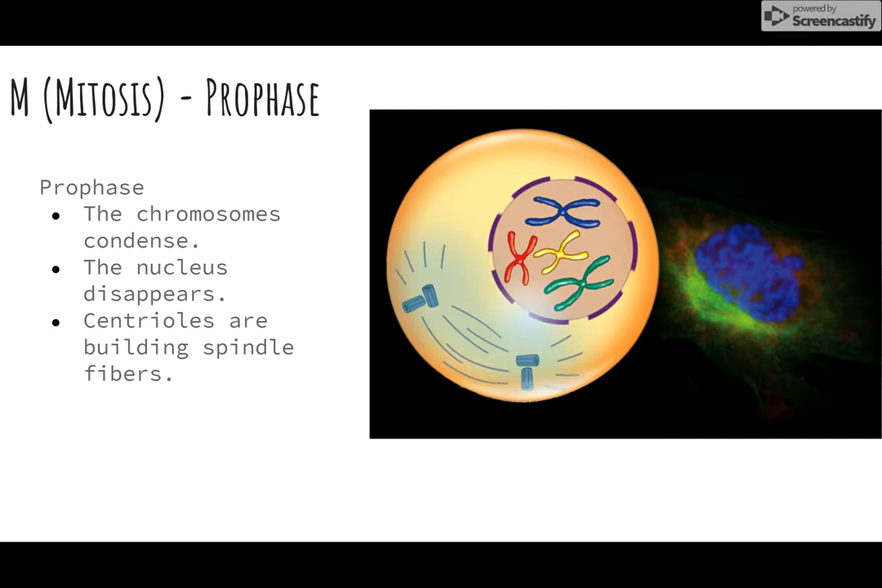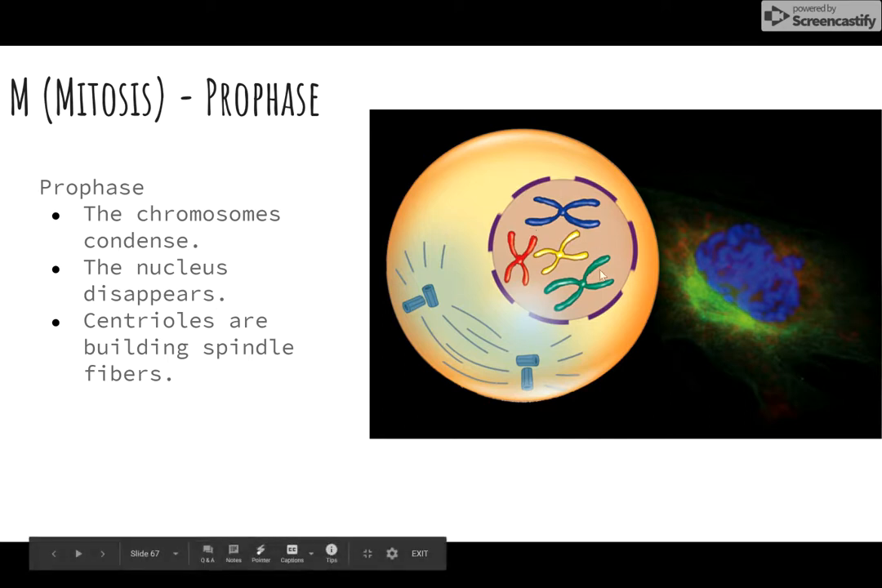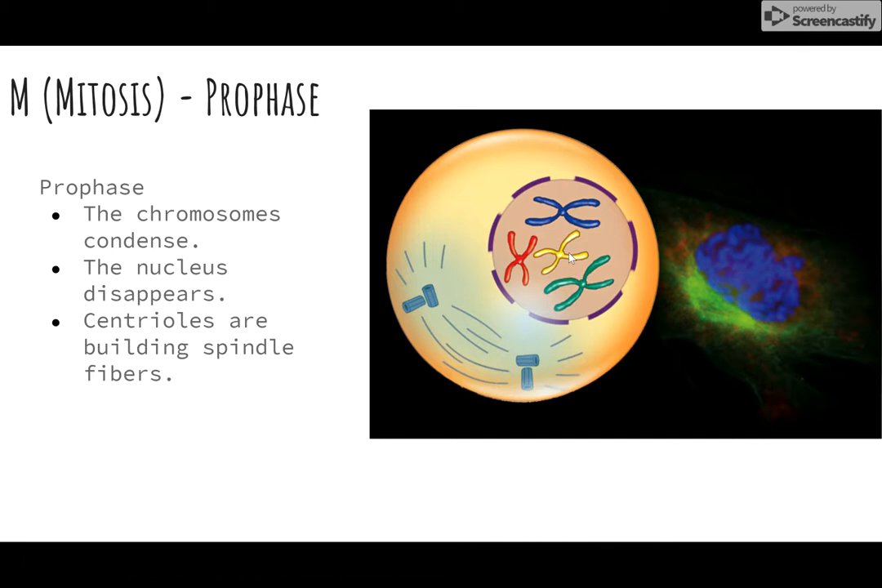The first phase of mitosis is prophase. Prophase is where we see the chromosomes condense. That's these X-shaped things here. The nuclear membrane disappears, and centrioles start forming spindle fibers.